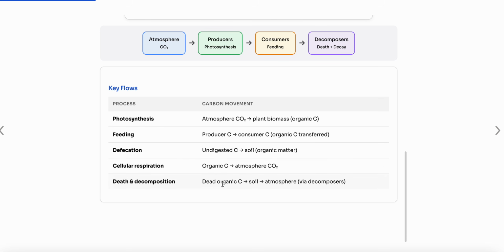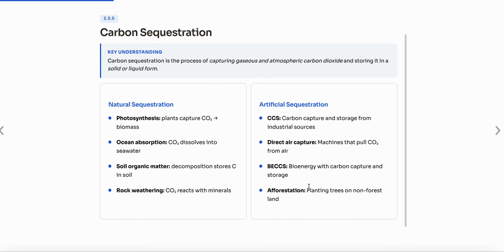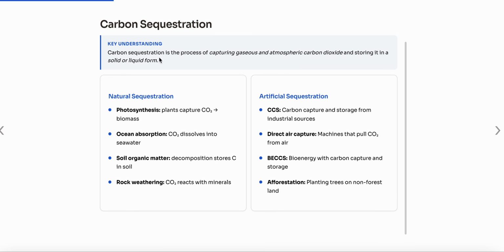So just remember, during the process of decomposition also, the dead organic carbon enters into the soil, and from soil it again enters into the atmosphere. So natural sequestration means something which is happening naturally, like photosynthesis, where the plant captures CO2 and it gets converted into biomass, the ocean absorbs carbon dioxide, and that carbon dioxide dissolves in seawater. Soil organic matter, the decomposition stores carbon in soil, and whenever the rock weathering occurs, again this carbon dioxide reacts with minerals.